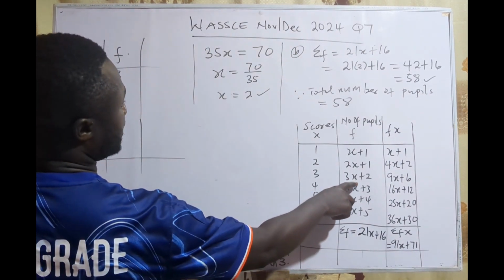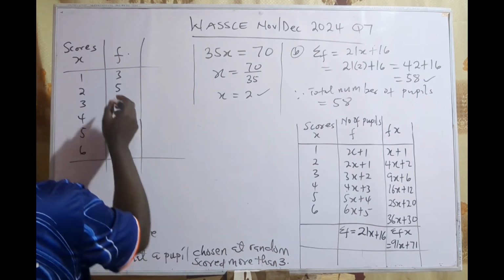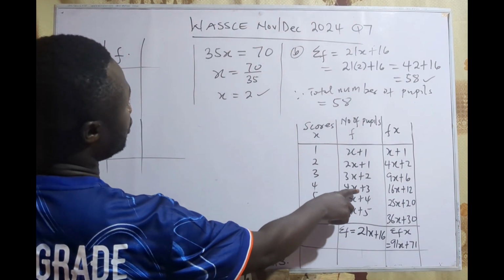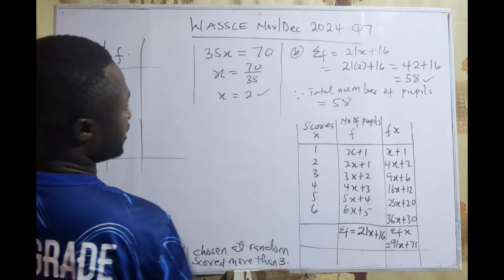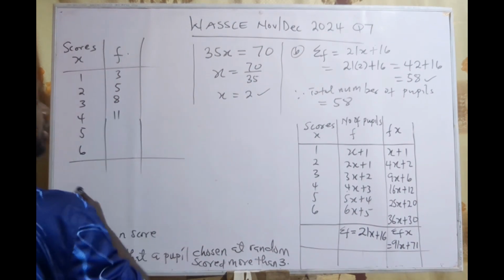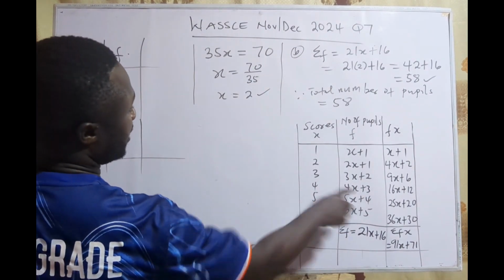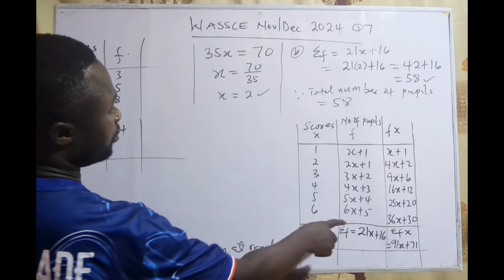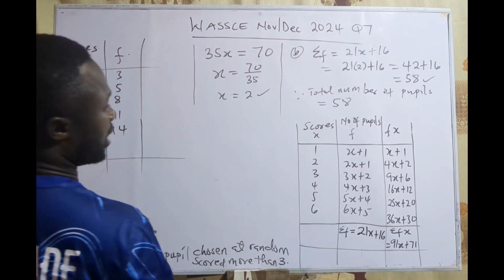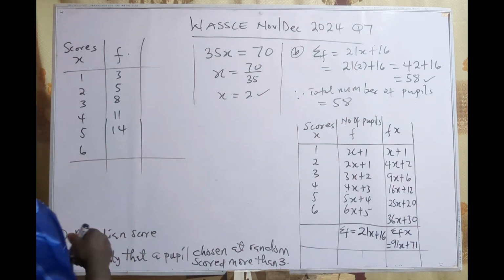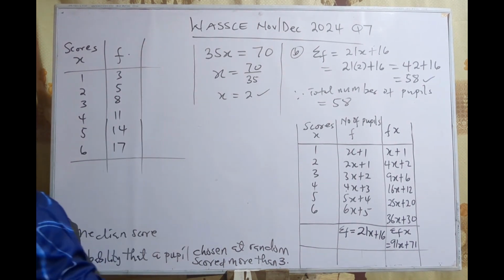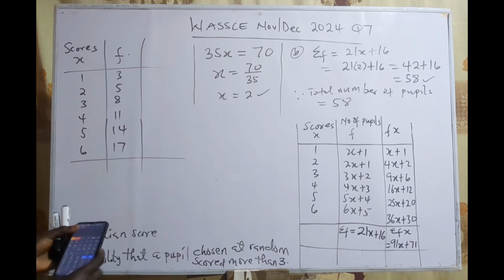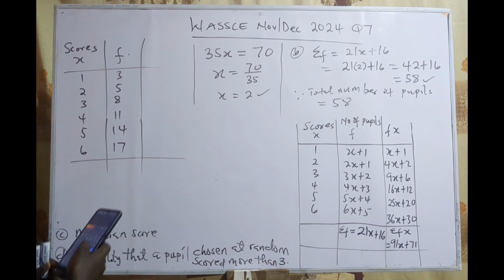3x, 3 to 6 plus 2, that will give us 8. And then 4 times 2 is 8 plus 3, that will give us 11. And then 5 times 2 is 10 plus 4, 14. And then 6 times 2, that is 12 plus 5, that will give us what? 17. Alright. So let's add this and see if actually it is equal to 58.